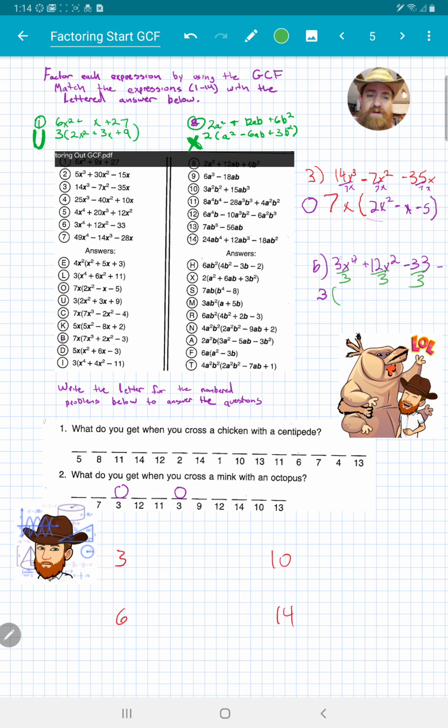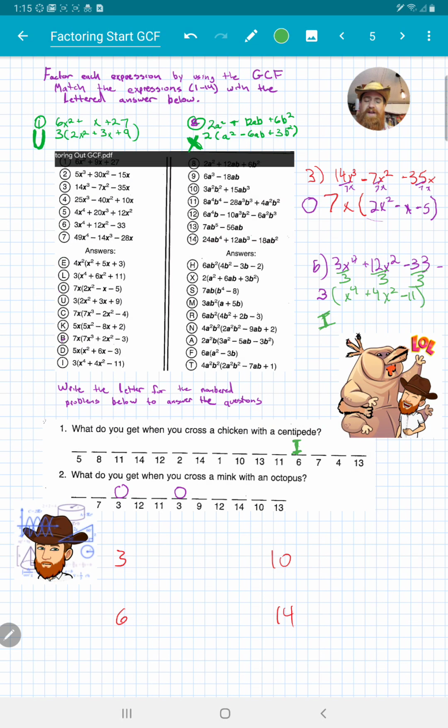3x to the 4th over 3 is just going to leave us x to the 4th. 12 divided by 3 is 4, and the x's don't get touched. Negative 33 divided by 3 is negative 11, and that's done. When I look over at the right, it's either L or I, but I is the only one that matches. So everywhere I see a 6, I'm going to put in I. That means an I goes here, and nowhere else, I guess.